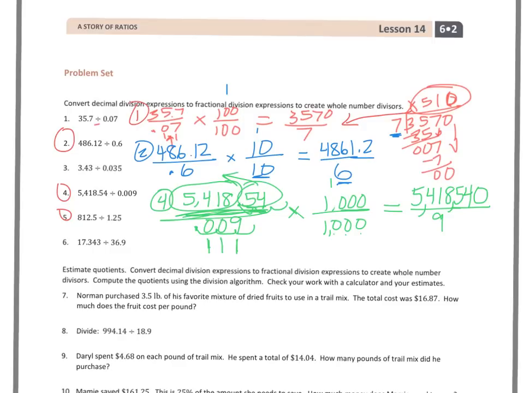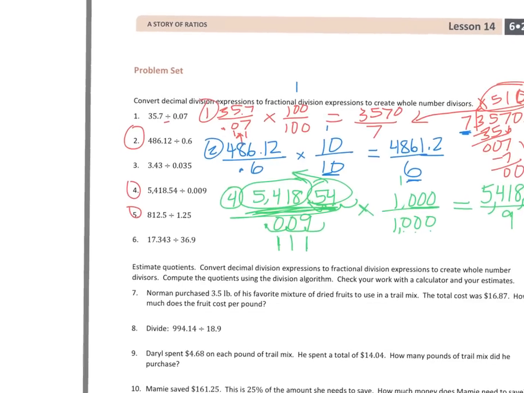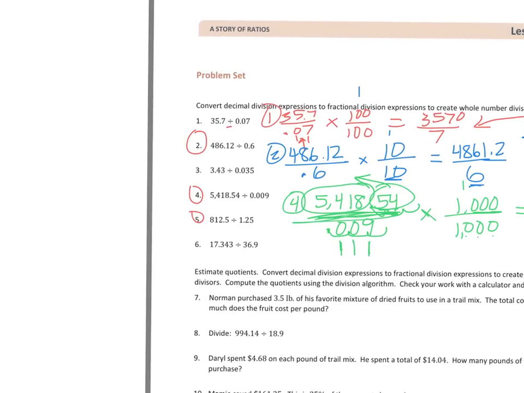So there's 4. Let's take a look at one more, and then we'll move to the bottom. And I'll do this last one in purple, and this is 5. And it's 812 and 5/10 divided by 1 and 25 hundredths. So when I look at my divisor again, because that's my focus, I see that we're 25 hundredths. So I'm going to multiply by 100.